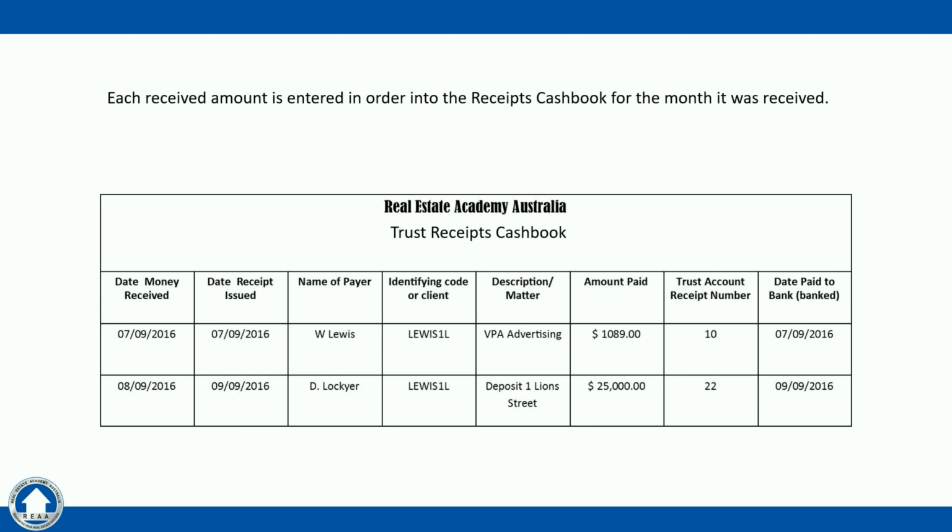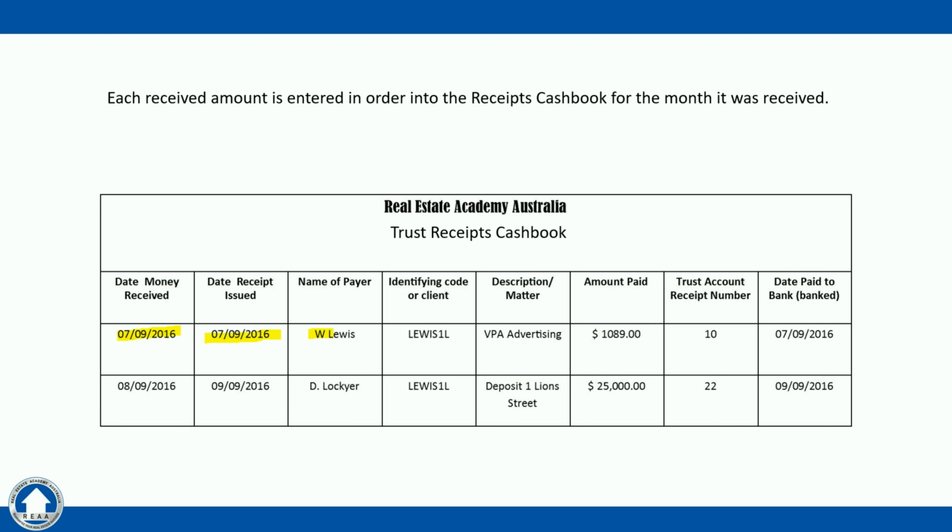So we'll have a look at this now. So the information that must be contained in a receipts cash book is the date that the money was received. So when did we actually get the money paid to us? And also the date that we issued the receipt.